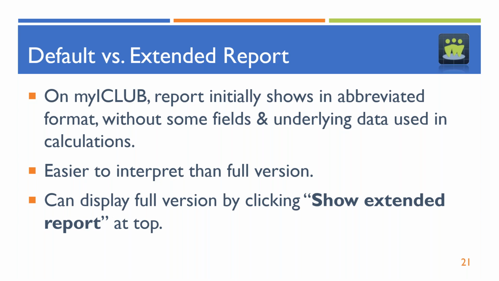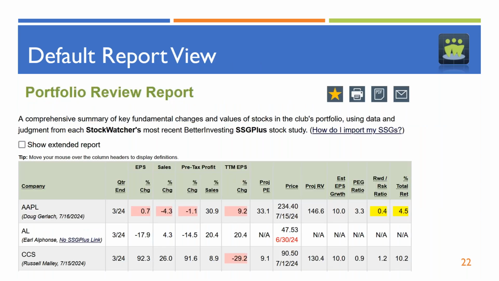My feeling is that in the computer era, you don't need to see the underlying data. If we can show you the percentage change, for instance, that should be enough in this particular report to help you understand how your companies are performing. So this is the default report view on myICLUB. Also note that you can move your mouse over the column headers for definitions there. And we've tried to keep it as simple and straightforward as possible.